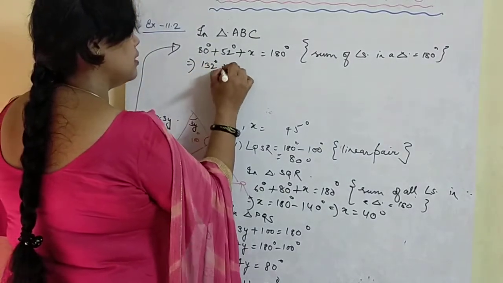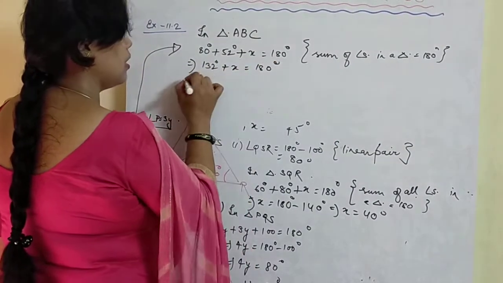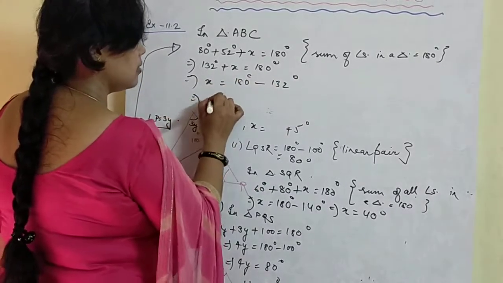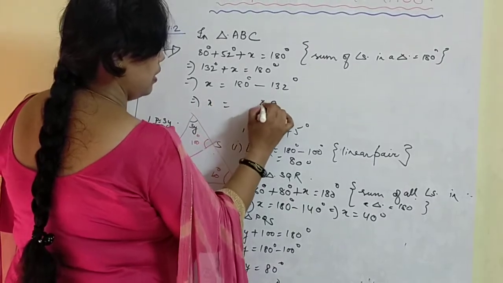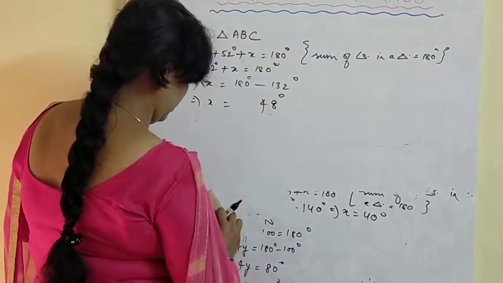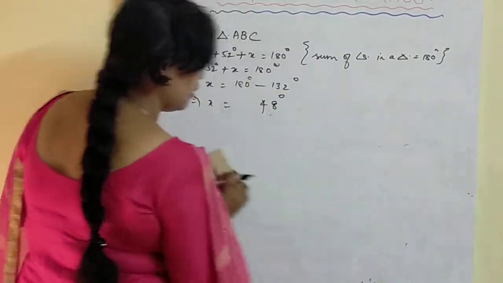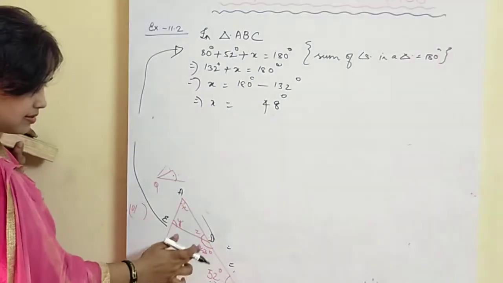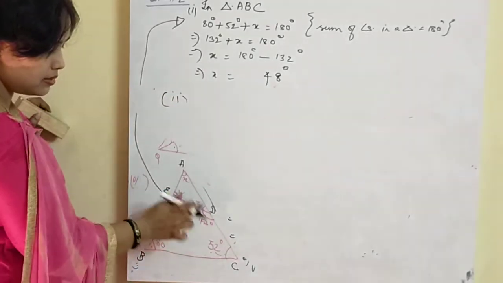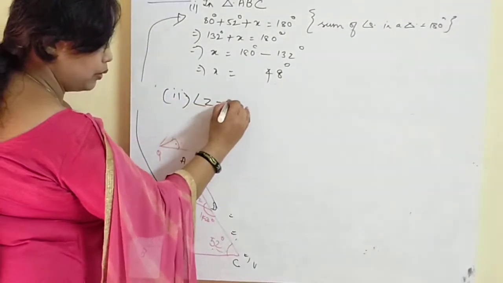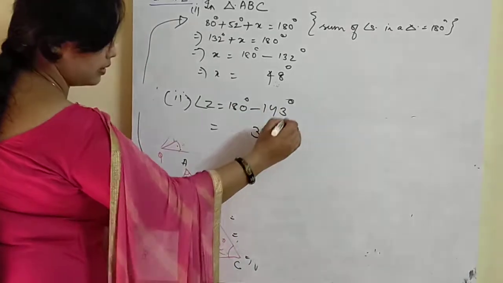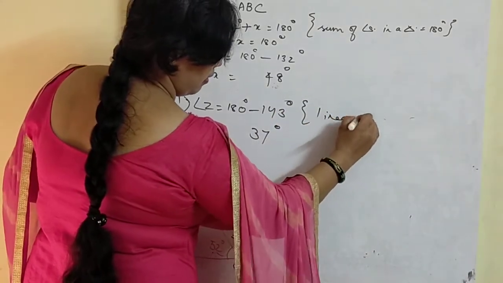132 plus x is 180 degrees. x is equal to 180 minus 132 degrees. x is equal to 48. Thus we have found x. This was number 1, now number 2. Now we will find z. z is a linear pair. So angle z is equal to 180 degrees minus 143 degrees, 37 degrees. Right, linear pair.